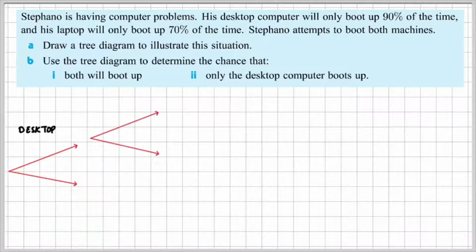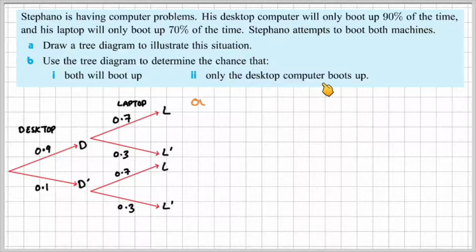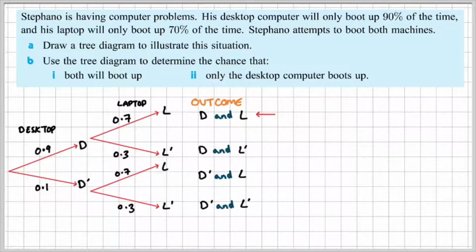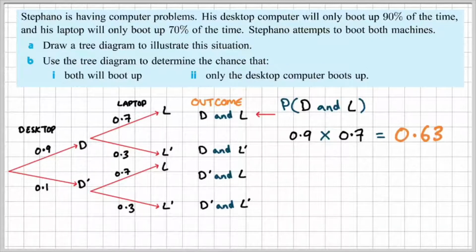Okay, so for Part B, let's use our tree diagram to determine the chance that both will boot up and only the desktop computer will boot up. So what we're looking for is the probability that the desktop and the laptop will both boot up. Now we know that the desktop booting up is 0.9 and the laptop booting up is 0.7. So if you multiply those two numbers, we get a probability of 0.63 that both the desktop and the laptop will boot up.